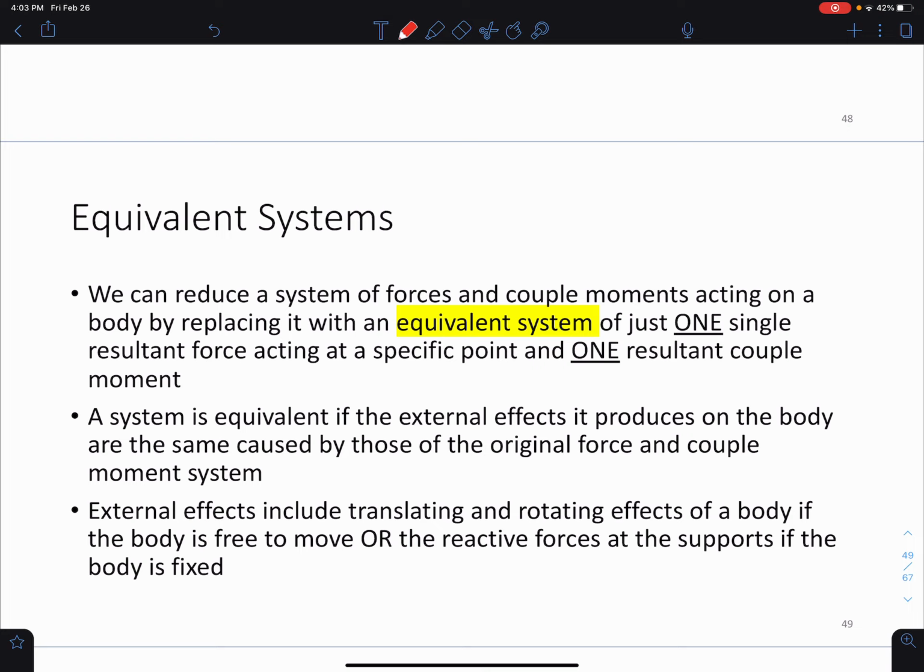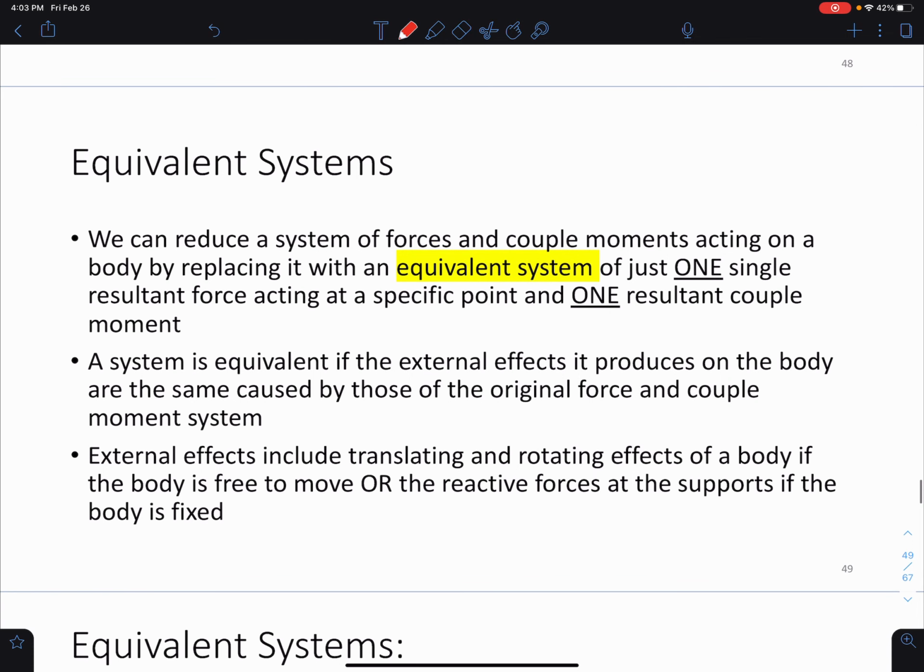Okay. Next thing we're going to talk about here is equivalent systems. So this is a really important concept that we're going to be going over throughout the rest of this class as well. I think I've pretty much said that about every topic, but it's true.